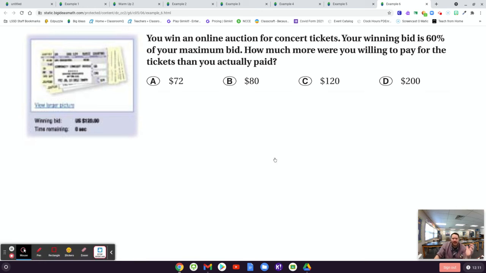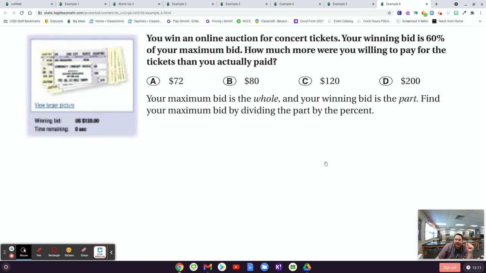So you win an online auction for concert tickets. Your winning bid, which was $120, it's really blurry though, is 60% of your maximum bid. So this 120 is 60% of what you were willing to spend. How much more were you willing to pay? I want you to use any strategy at all to try and figure it out, and then we'll go through how to do it. Plus it's multiple choice. Good luck.